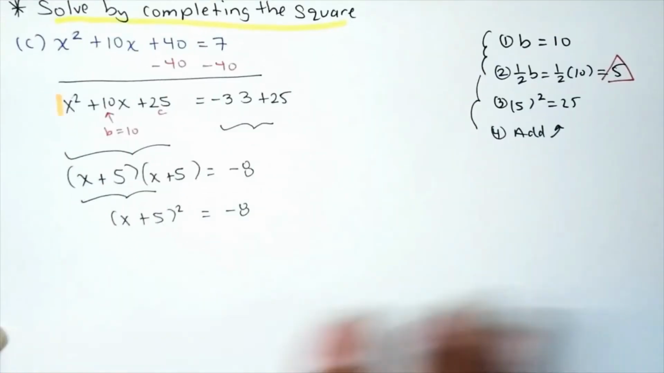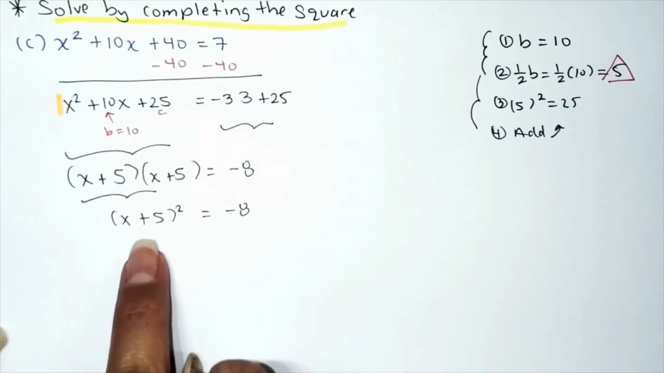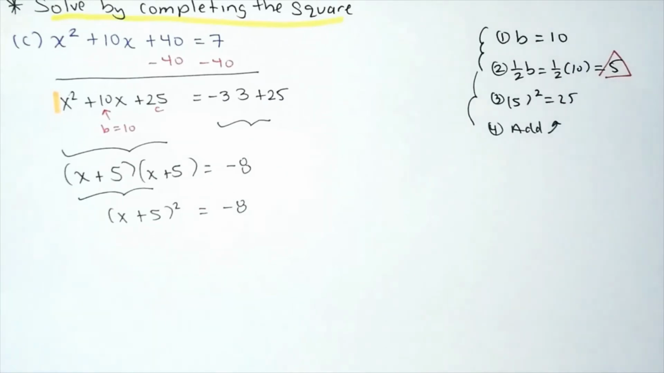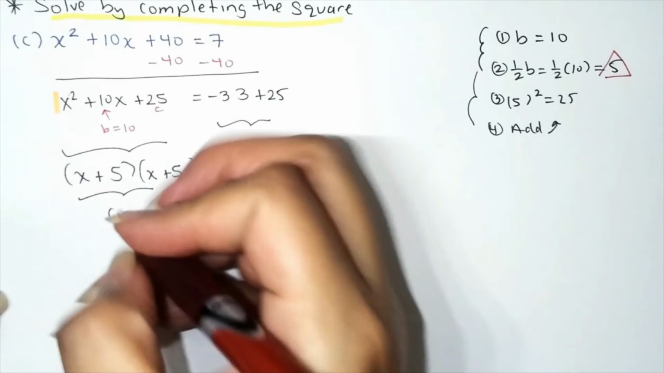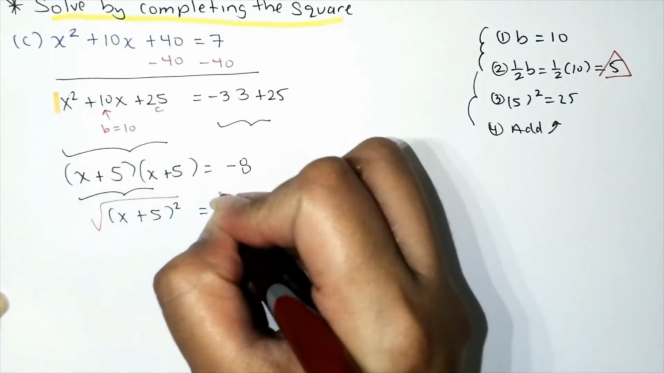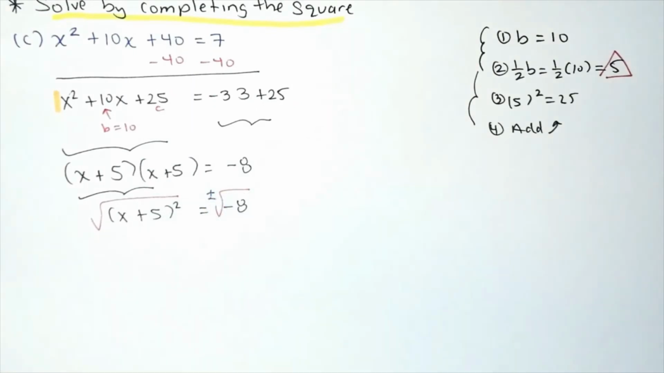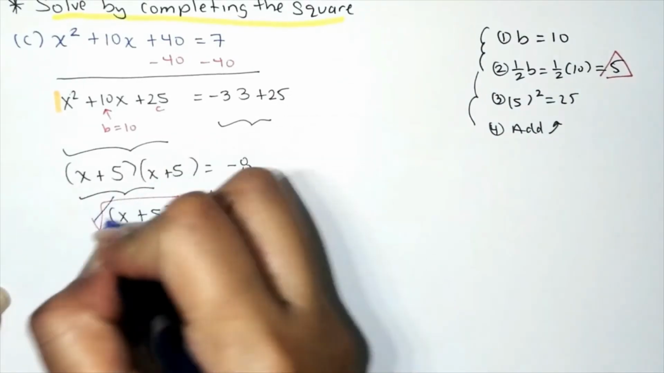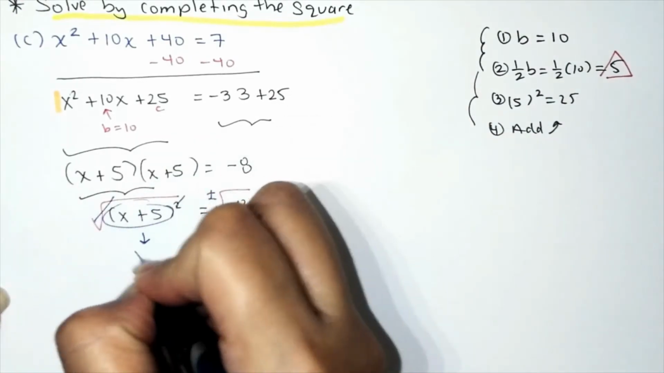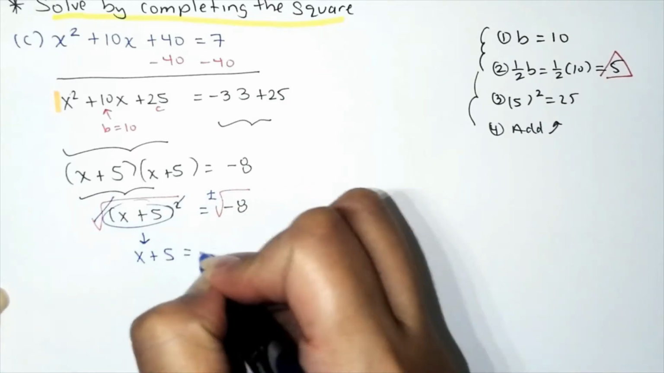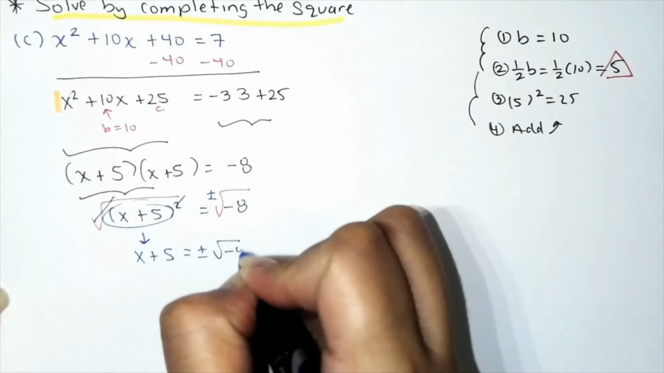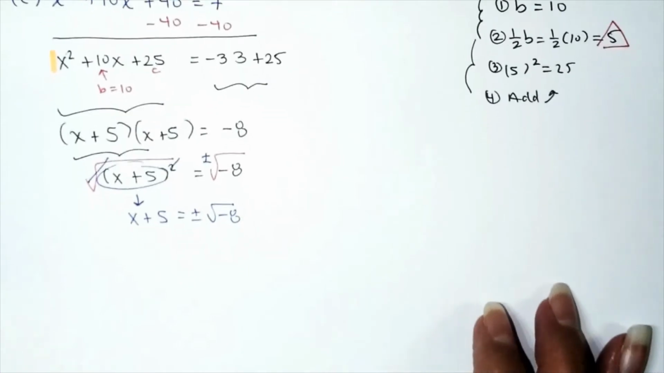Okay, so we got a square part equals a number part. To get rid of the square, let's go ahead and square root, because the square and the square root pretty much are inverse operations. So we square root the left side, we square root the right side, and please don't forget the plus or minus at this point. After we square root both sides, the square and the square root undo each other, and that will leave us with the radicand of x plus 5 is equal to positive or negative whatever the square root of negative 8 simplifies to.